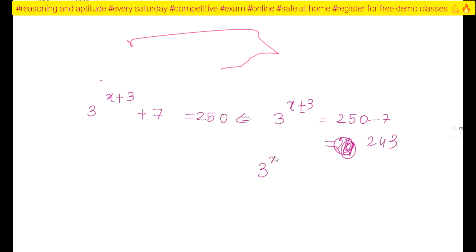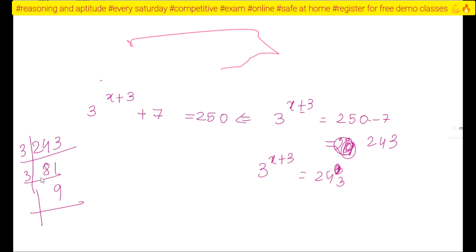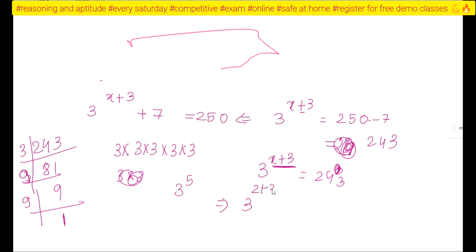So 3 to the power x plus 3 is equal to 243. Now 243 will be how many times? So what will I do? I will take out the factorization of 243. We take out the smaller one: 81, 9 times. So 3 into 9 we can write as 3 into 3 into 3, and 9 as 3 into 3. So I have to take it out in this form. 3 into 3, and I can say 3 to the power 5, and I can write 3 to the power 2 plus 3, which is equal to 3 to the power x plus 3. Now when I compare this, I am getting x is equal to 2 only.